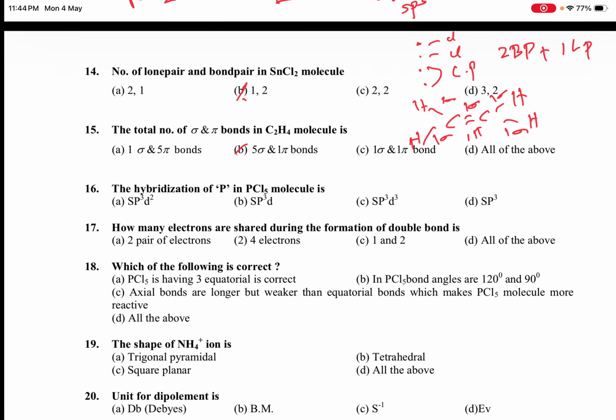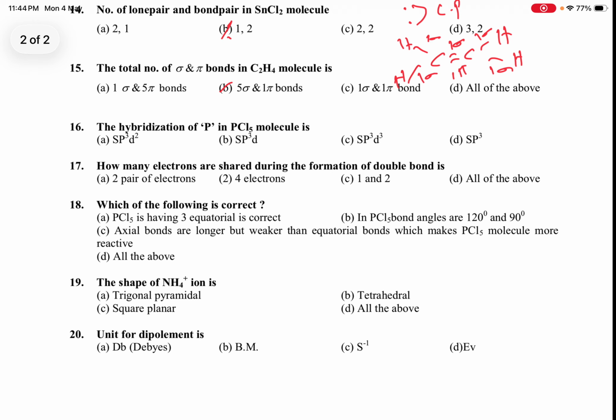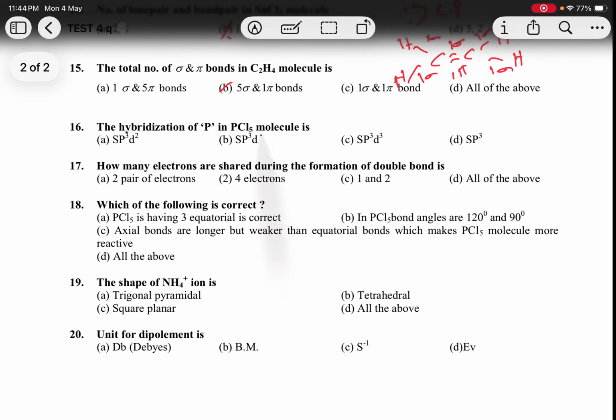Next, 16th one. The hybridization of phosphorus in PCl5 molecule. In PCl5, phosphorus belongs to the fifth group, so 5 valence electrons form 5 sigma bonds with 5 chlorine atoms. So 5 bond pairs of electrons means it undergoes sp3d hybridization. So option B is the correct one.